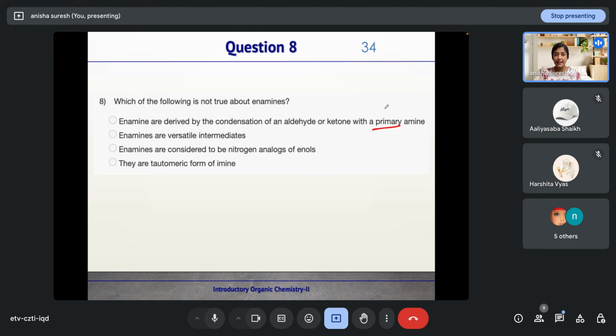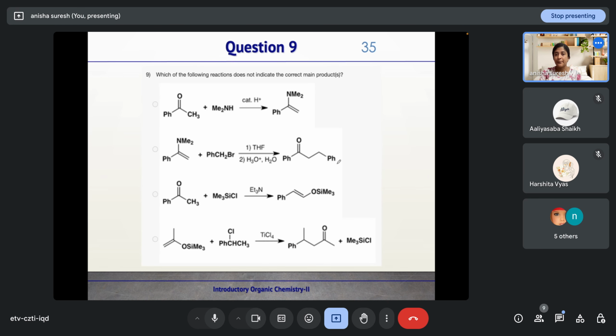So here, if it was secondary amine, then it might be right statement. So what is not true about enamines is enamines are derived by condensation of aldehyde or ketone with a primary amine. Now coming to the next question.